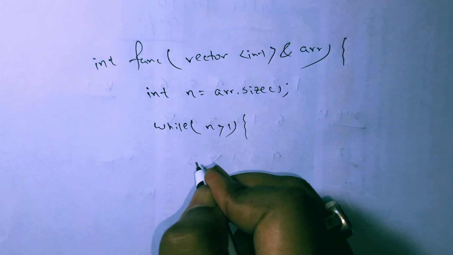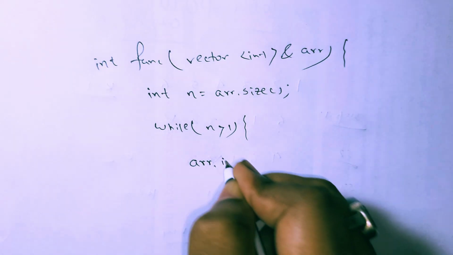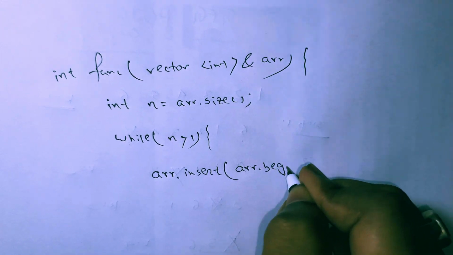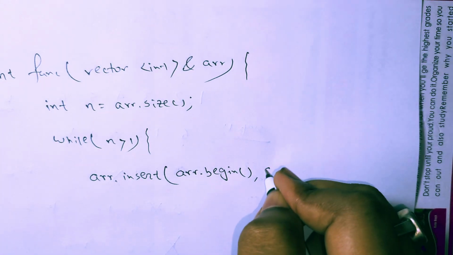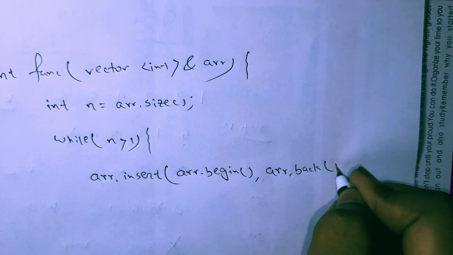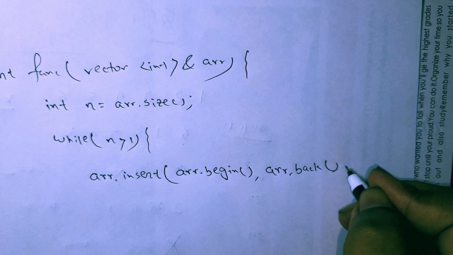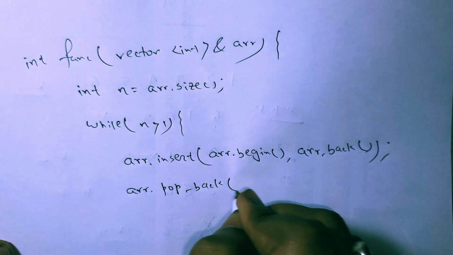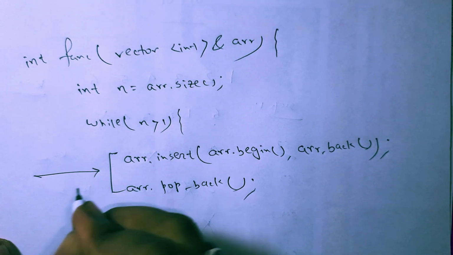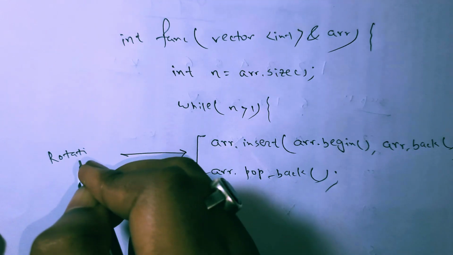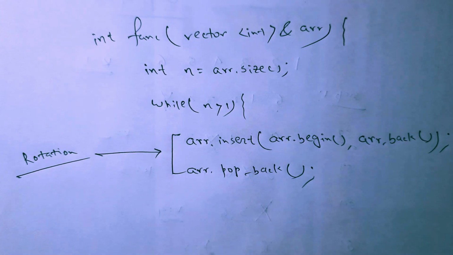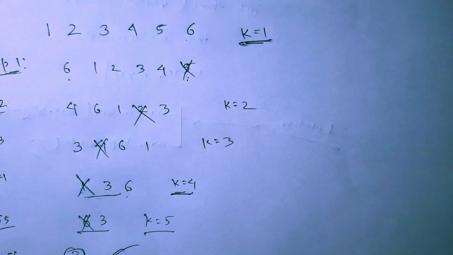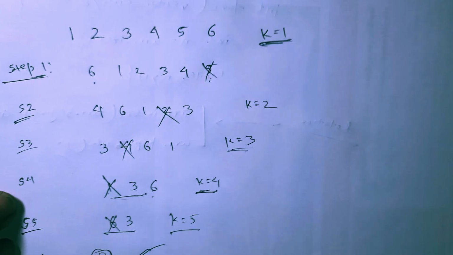So what I will do is first insert at array dot begin, and the element will be array dot back. And I will delete the last element. This part is my rotation. Now the second part will be how I will delete the kth element, by following that step.